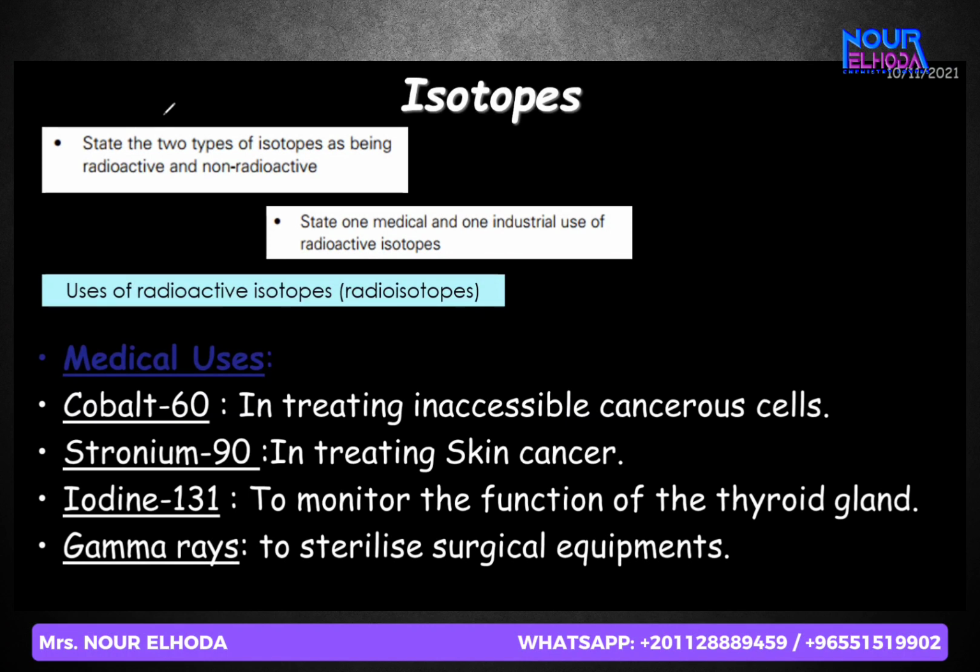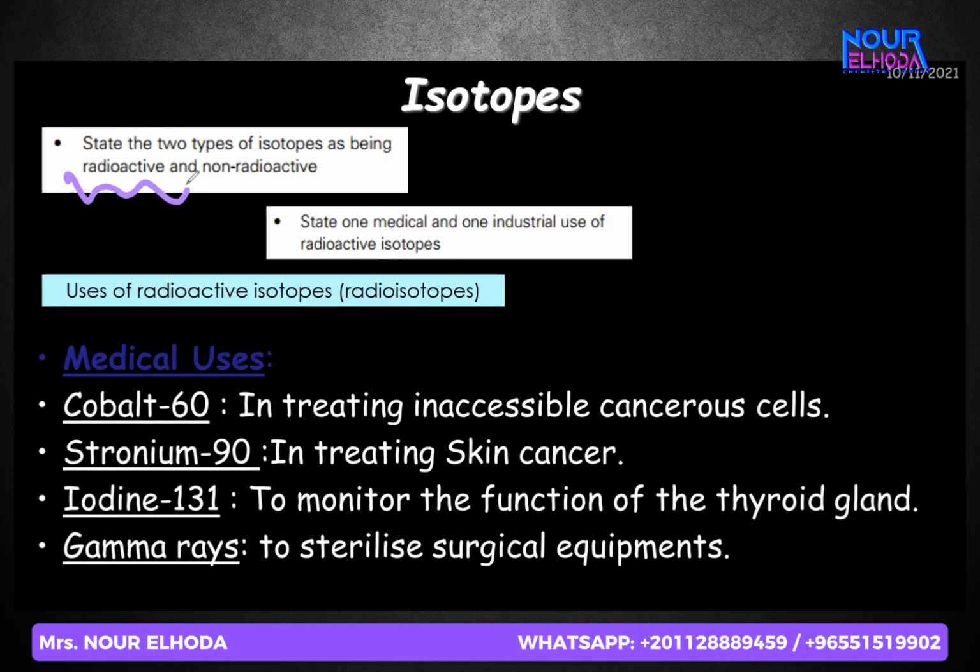If you didn't find any radiation, this means it is non-radioactive. Which one are we going to talk about today? We are going to talk about the radioactive isotope, isotopes that produce a certain type of radiation. So what are these radiations and what do we use them in? We use them in medical use and in industrial use. Let's start with the medical use.